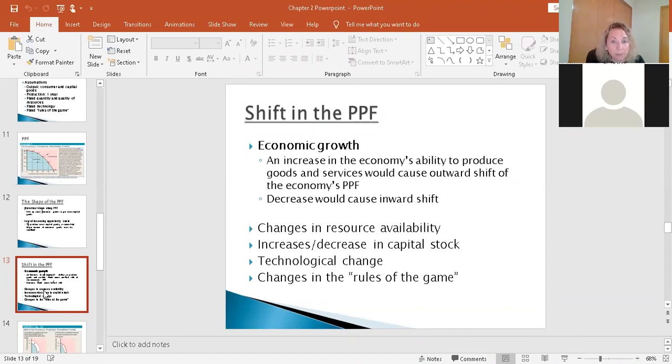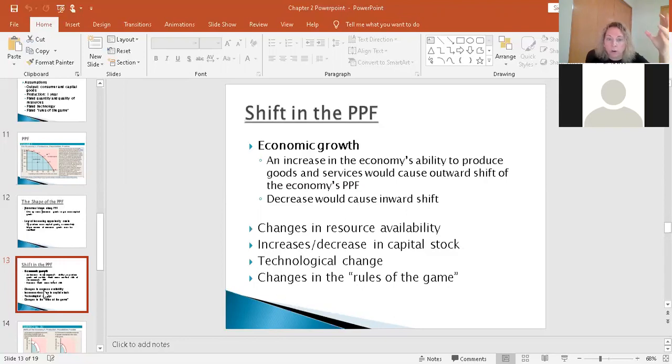Typically, that's what we see happen, and that would increase a PPF. So technically, it could go in either direction because of a change in resource availability. The second one, increase or decrease in capital stock. Capital stock can be confusing for those of you in finance. We're not talking about stock market stock. We're talking about stock in terms of your inventory. So your inventory of capital. So you can see increases or decreases in capital.